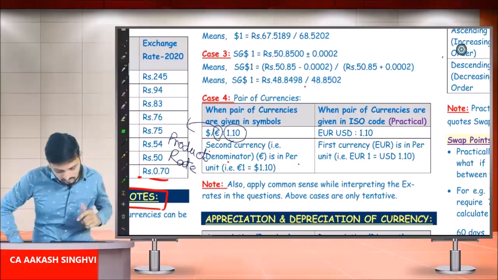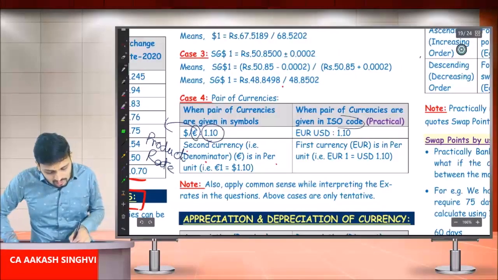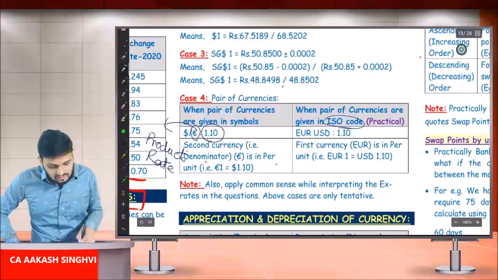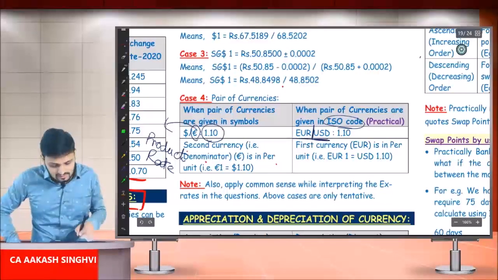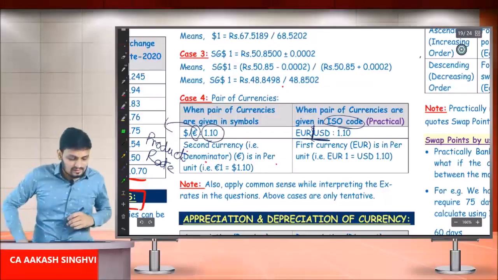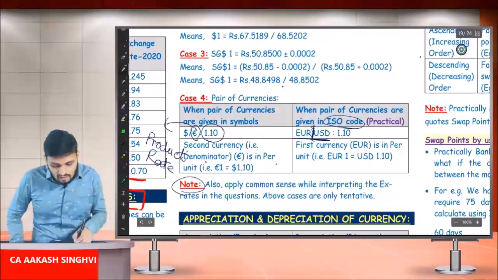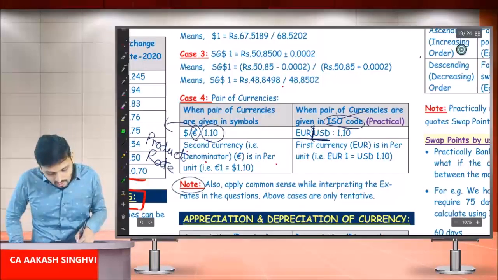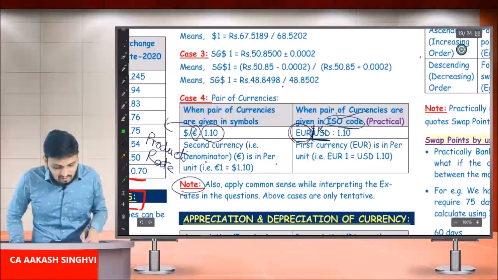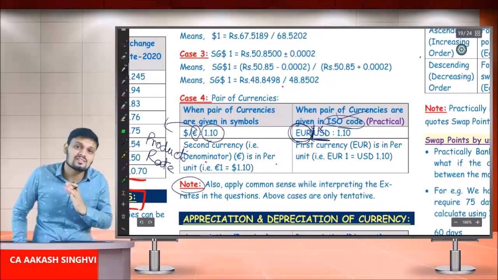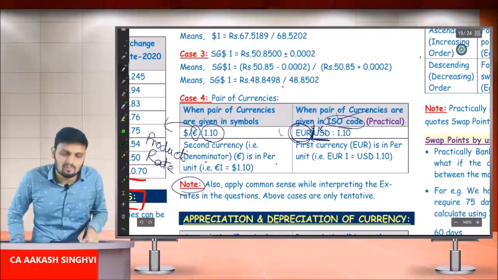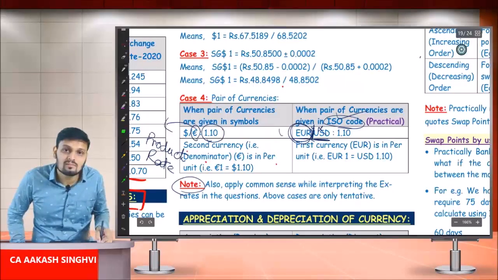Okay. Coming back to the ISO code, what if they give you something like this, EUR USD? Here sometimes they may also give you like this, but see guys, I have given you a note here also. Though I have told you that in the ISO code the denominator is not the product, it is the first currency quoted that is the product. That is, EUR is the product here. But if they are given in symbols, the denominator is the product.